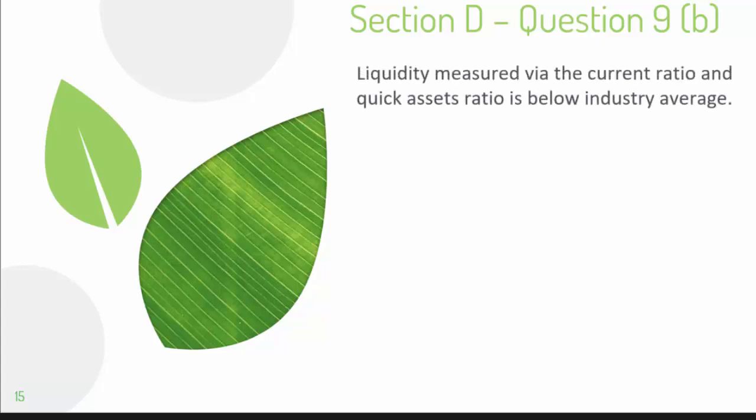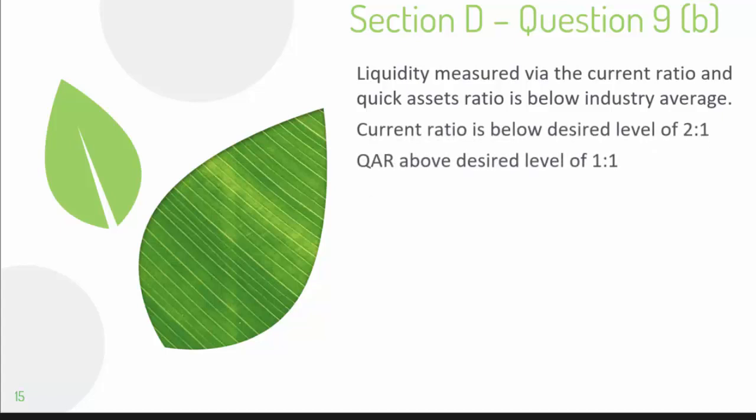So 9b is talking about liquidity. So it's the quick assets and the current ratio that you look at in relation to liquidity. In this question, they're both below the industry average. There's been slight movement. The quick assets ratio went from 1.42 to 1.24, so that's a worsening. And the current ratio was still a little bit less, which is not ideal, but it hasn't really moved much. Importantly, they were both below the industry average, so again that's cause for concern.